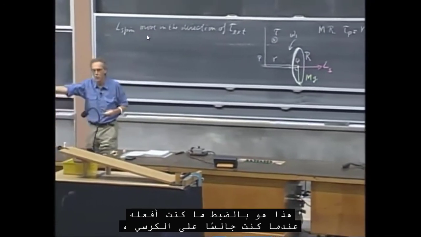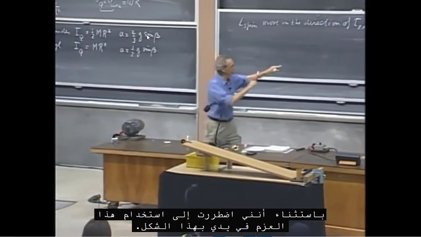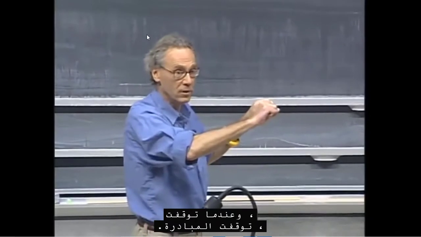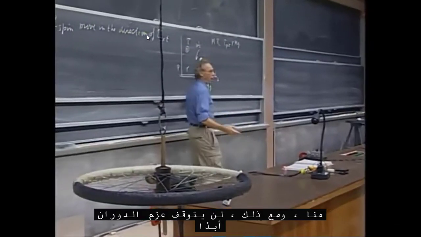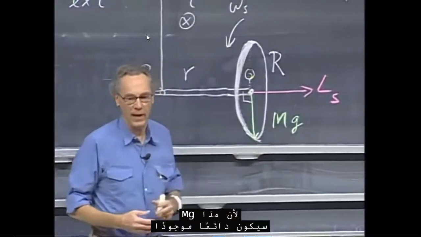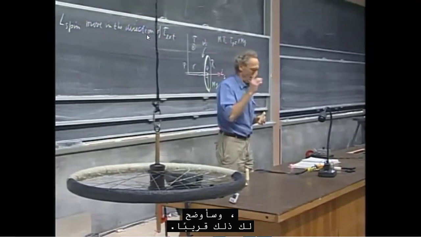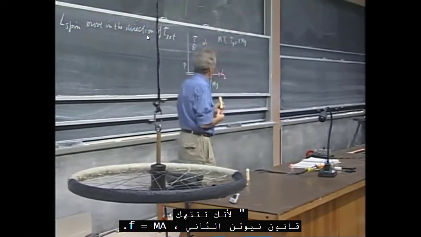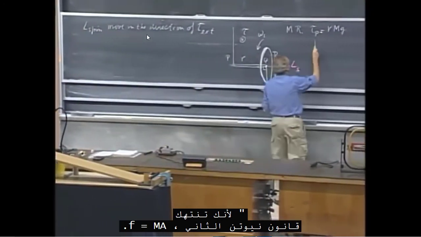That is exactly what I was doing when I was sitting on the stool, except that I had to apply that torque in my hands like this. It's exactly the same direction. I had to apply it all the time, and when I stopped, the precession stopped. Here, however, the torque will never stop, because this mg will always be there. And I will show that to you shortly. You may say, you must be crazy, because you're violating Newton's second law, F equals ma.